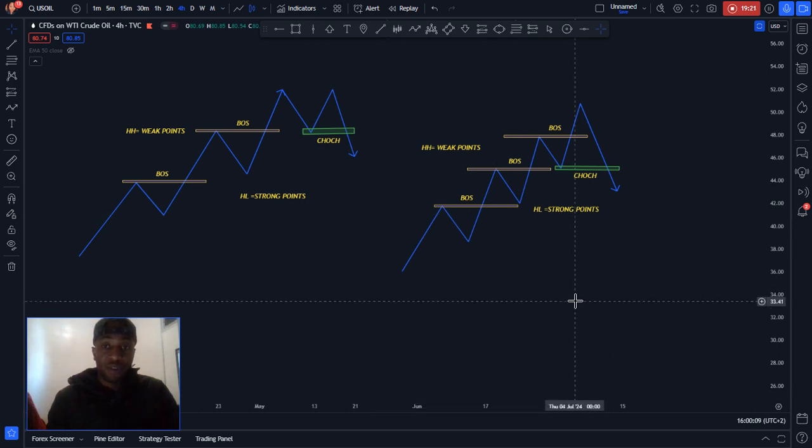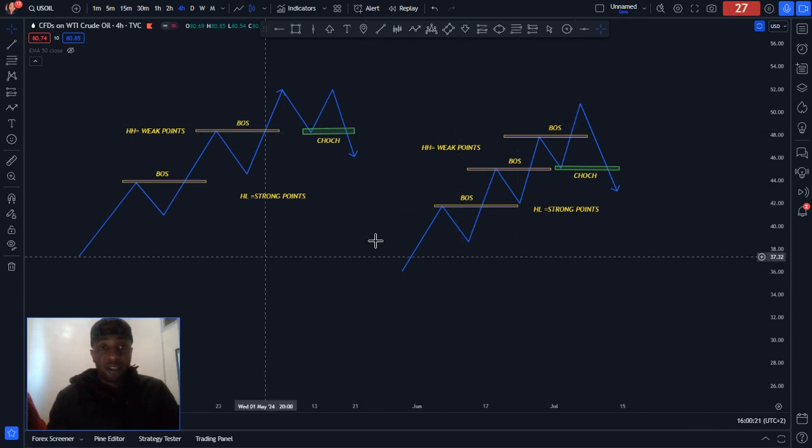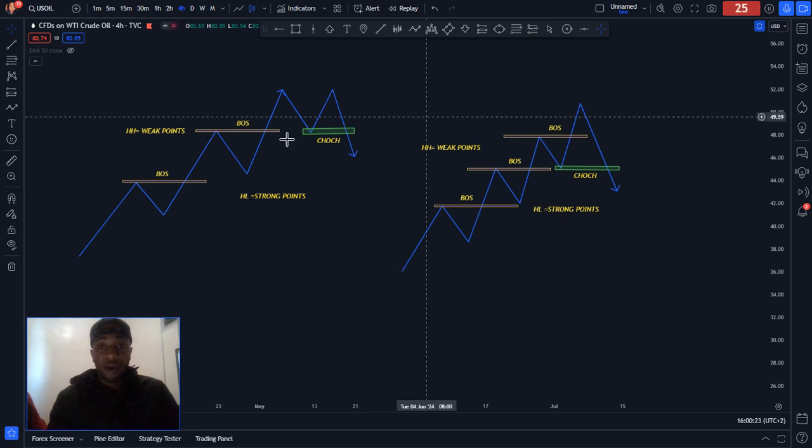In part two, we're going to be jumping into examples of how we actually apply this kind of information to the actual chart. So this is going to be the first part of the strategy.